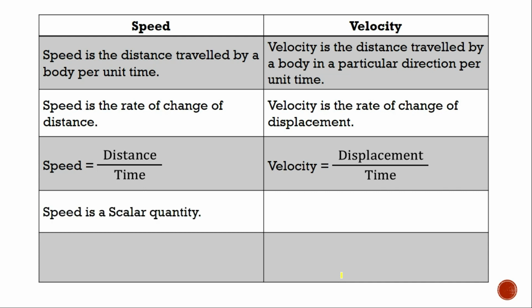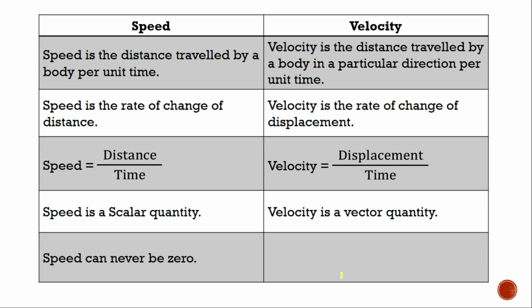Speed is a scalar quantity, which means that it has magnitude only, whereas velocity is a vector quantity which has both magnitude as well as direction. The average speed of a moving body can never be 0, whereas the average velocity of a moving body can be 0. So this was all about speed and velocity.